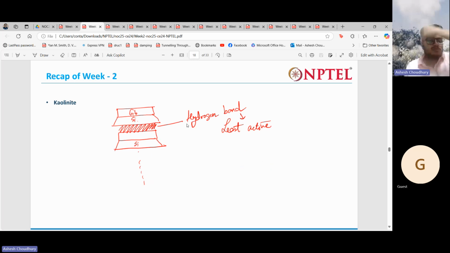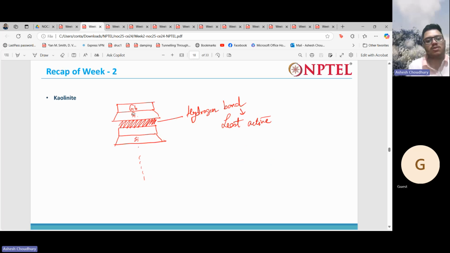Now, the clay minerals. We have kaolin. In kaolin, you have this arrangement of a silica sheet and a gibbsite sheet, and there you have hydrogen bonding, which is very strong. As you know, the strongest bond is the hydrogen bond. That's why kaolin clay is the least active.